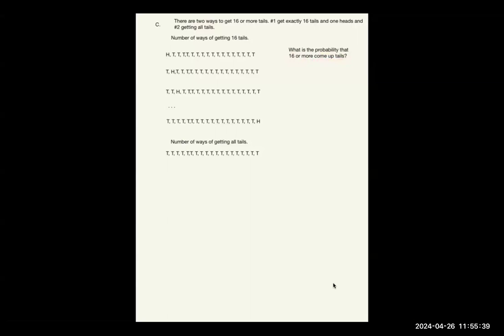Well, first, we have to think about this in two ways. There's two ways of getting 16 or more. You can get exactly 16, or you get more than 16, which would mean 17, all of them being tails, because there's only 17 tosses. So we have to count first the number of ways that you can get 16 tails, which is exactly the number of ways that we just saw in the previous problem.